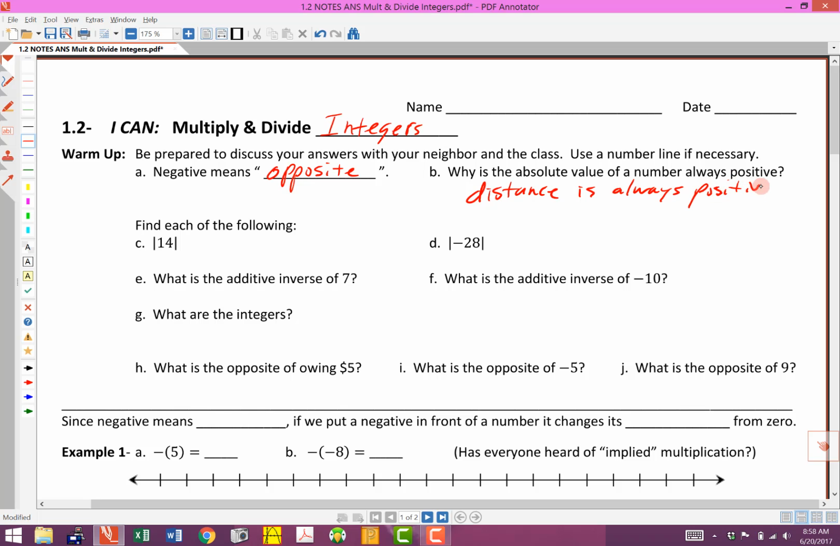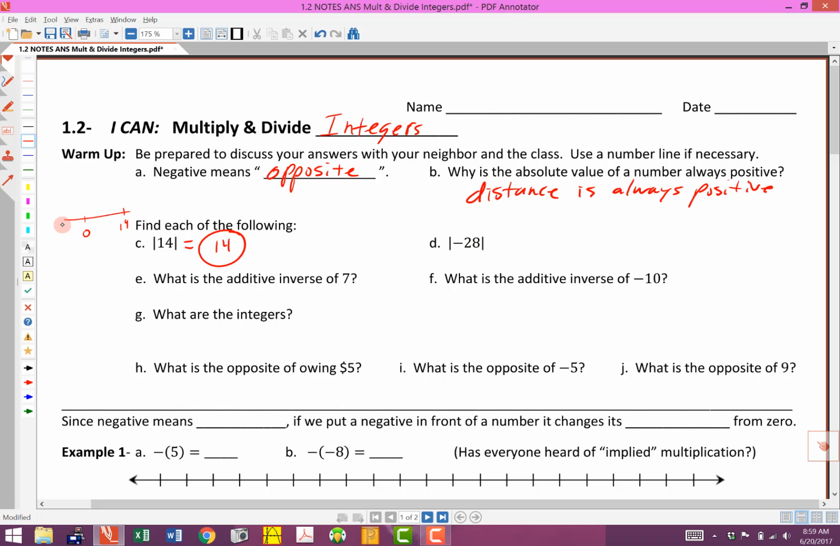All right, let's take a look at the next one. We're going to find each of the following. We've got some absolute value problems here. So remember, these vertical bars mean absolute value. So this is asking for the absolute value of 14, and this is asking for the absolute value of negative 28. And again, absolute value refers to distance from 0. So the question here is, how far is 14 from 0? If we had a little number line and 0 was here and 14 was here, it would be 14 units away from 0. So we'd say the absolute value of that one is 14.